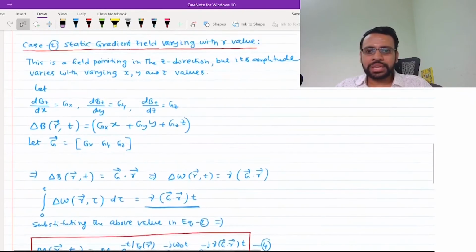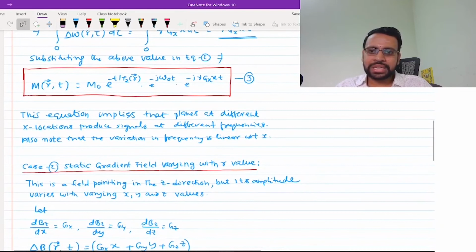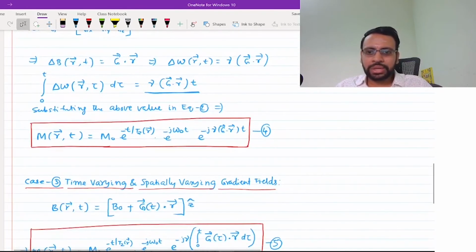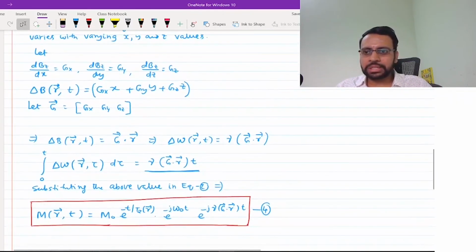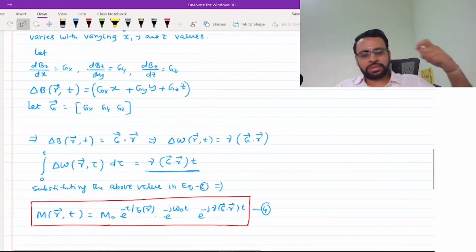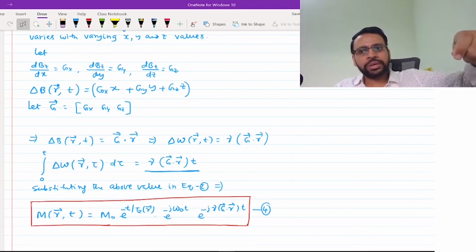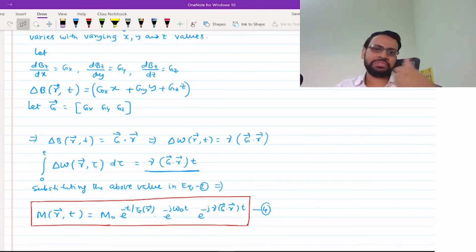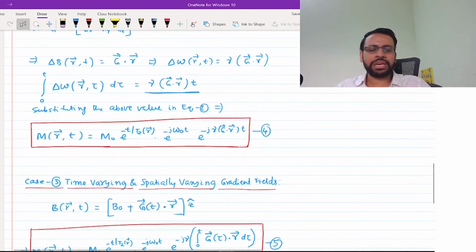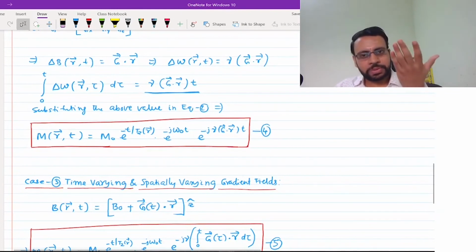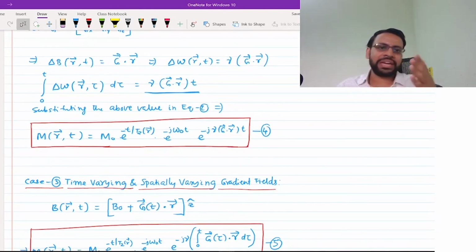Now instead of g x into x that you had there, what do you have here? g bar dot r bar is nothing but g x into x plus g y into y plus g z into z. Now every location is going to resonate with a different frequency, right? That's what is going to happen when you are varying the field value spatially with all x, y and z values.